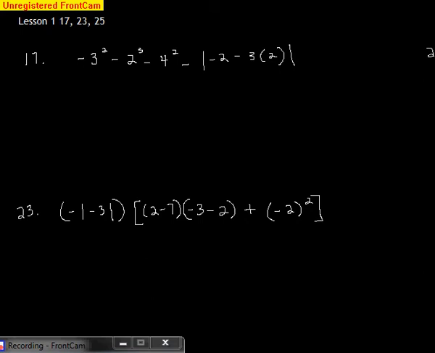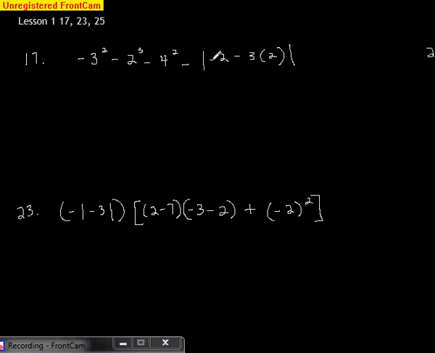Alright, I have had a request to do some problems from lesson 1, number 17, 23, and 25. In case you missed these, I'm going to give you a quick demonstration on how to do them. Okay, number 17, this one doesn't have a lot of parentheses and brackets like number 23 does, so this one's a little bit easier.